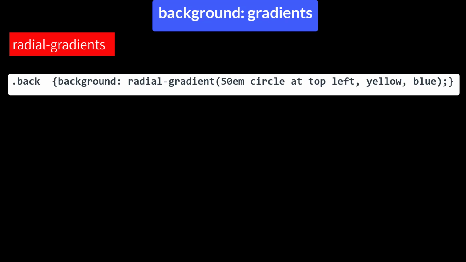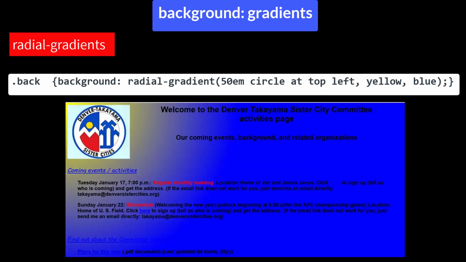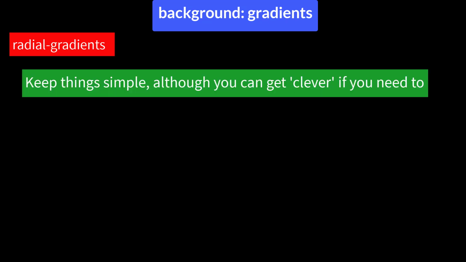And here we have an example of the more complicated situation. .back { background: radial-gradient(50em circle at top left, yellow, blue); }. The parameters say, give me a circle with radius 50 ems with its center at the top left of the page, composed of yellow and blue color stops. And this displays this way. Again, I suggest keeping things simple, although as you can see, you can get quite clever if you need to.